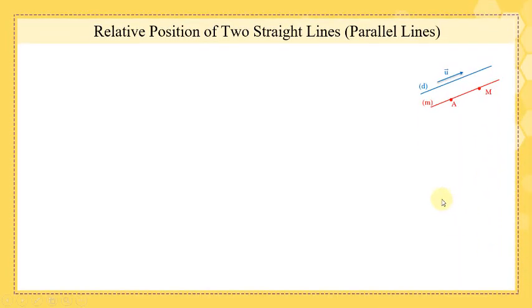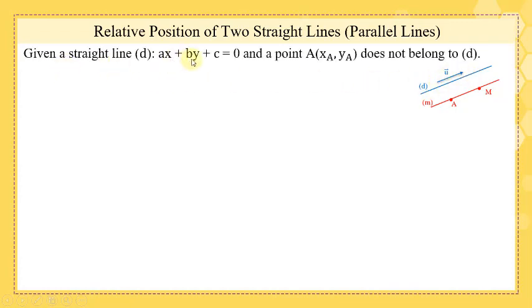We will see in this part how we can find the equation of a line passing through a given point and parallel to a given line. Given a straight line D and a point A that does not belong to line D, and the vector U is a directing vector of line D.